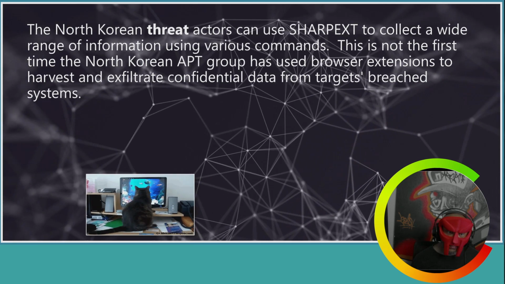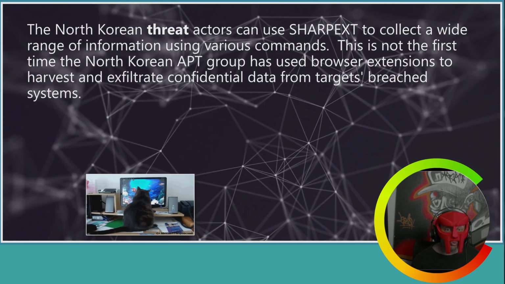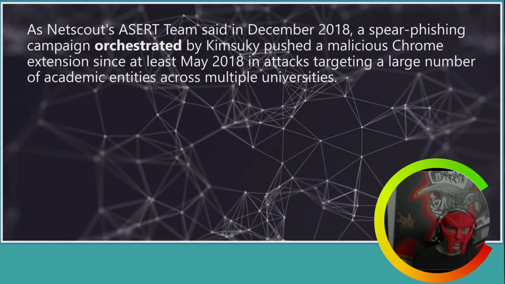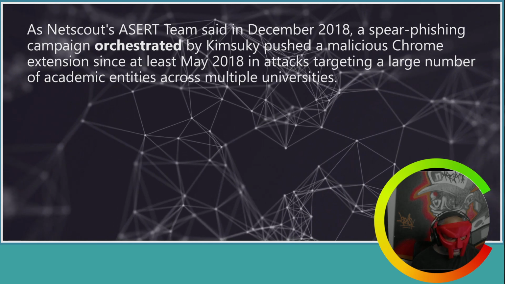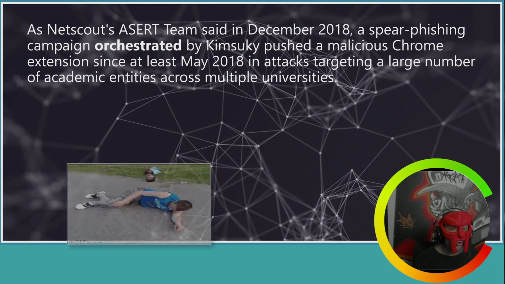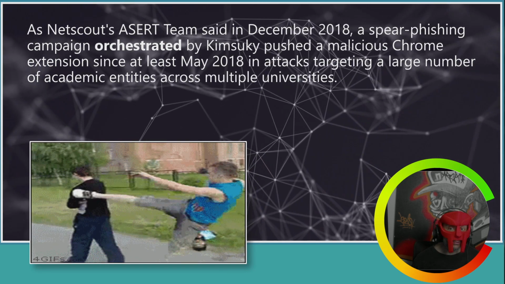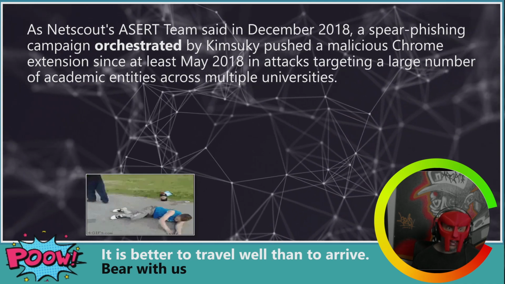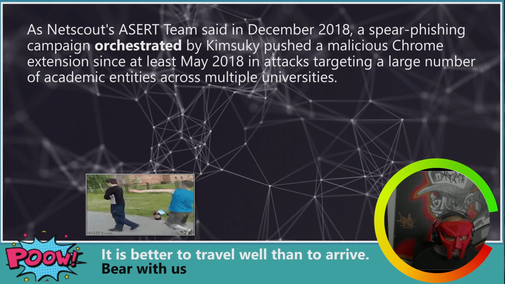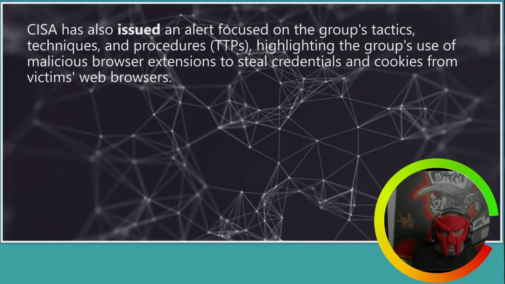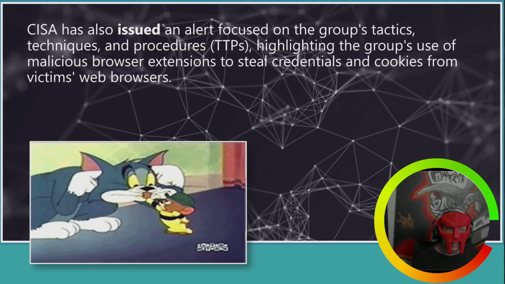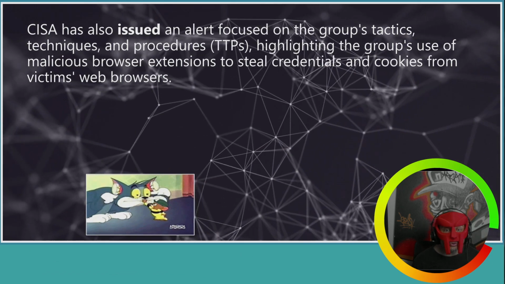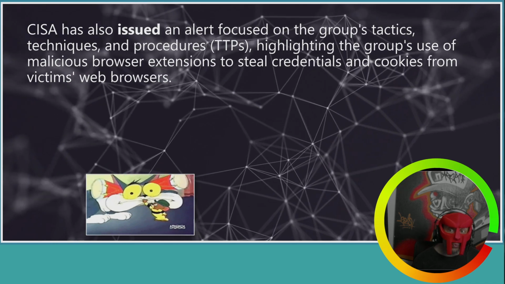This is not the first time the North Korean group has used browser extensions to harvest and exfiltrate confidential data from targets' breached systems. As NetScout's ASERT team said in December 2018, a spear phishing campaign orchestrated by Kimsuky pushed a malicious Chrome extension since at least May 2018 in attacks targeting a large number of academic entities across multiple universities. CISA itself has issued an alert focused on the group's tactics, techniques, and procedures, TTPs, highlighting the group's use of malicious browser extensions to steal credentials and cookies from victims' web browsers.